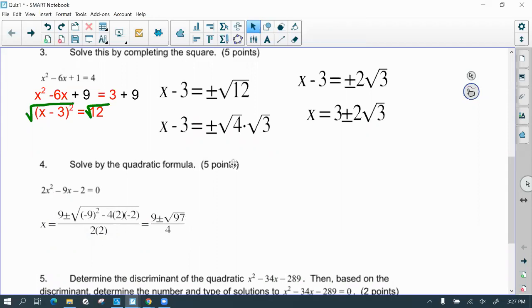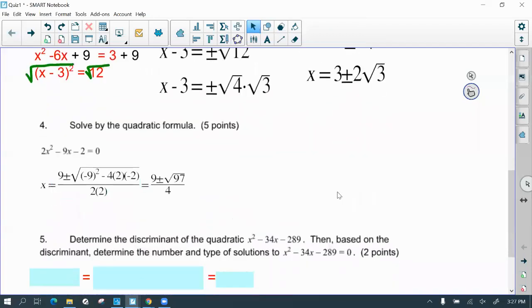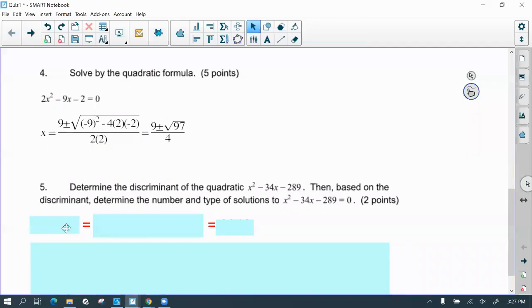97 cannot be broken down like 12 was. The discriminant is b squared minus 4ac. So in this case, b is -34. So I square that. Minus 4 times a, which in this case is 1, times c, which is -289. And when you do all that, you get this huge number, 2,312.